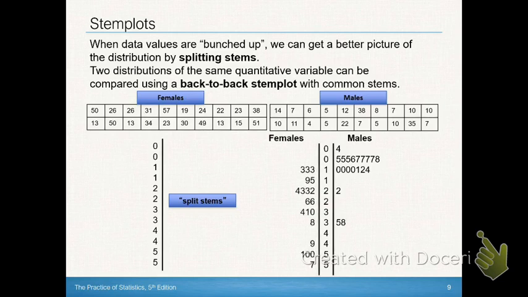We can put them back to back like this. So we could have the males on the right and the females on the left. So that is an example of the back-to-back stem plot. And you can use that to compare 2 populations. And of course, we still want to remember our key, whether it's a split stem plot or a back-to-back stem plot or just a regular stem plot.